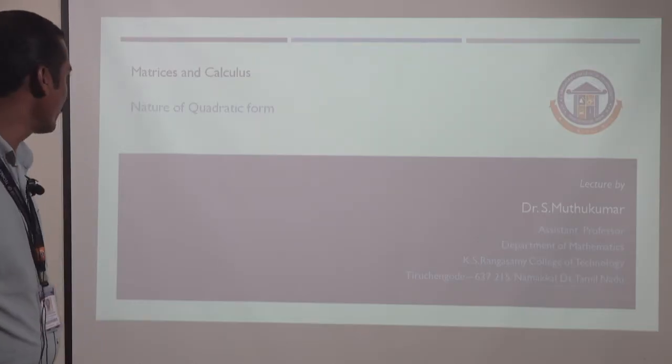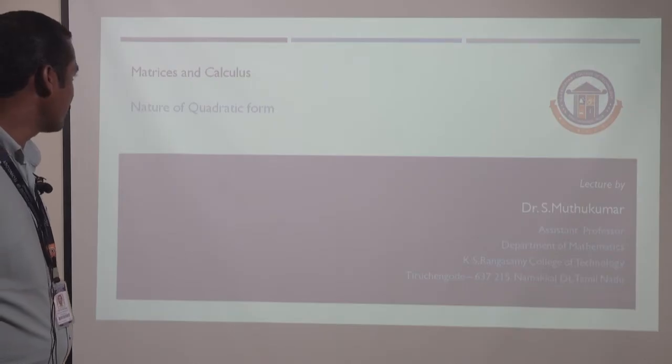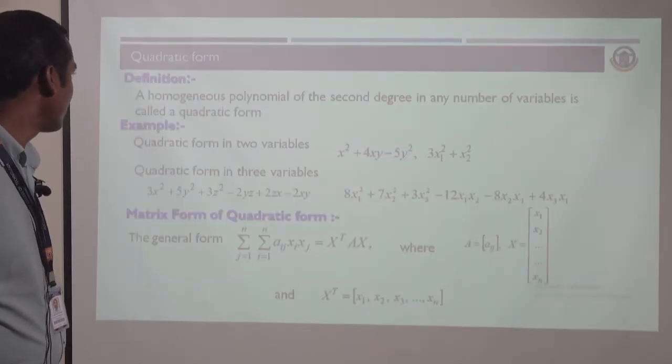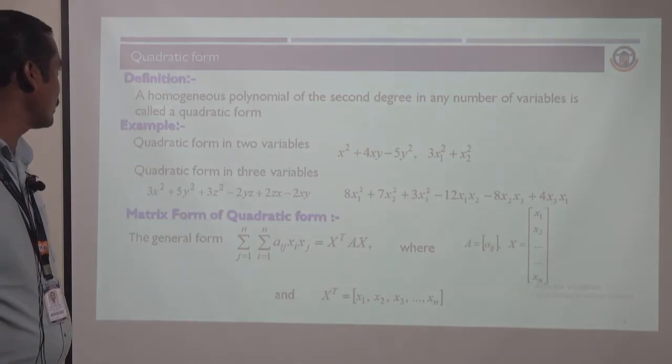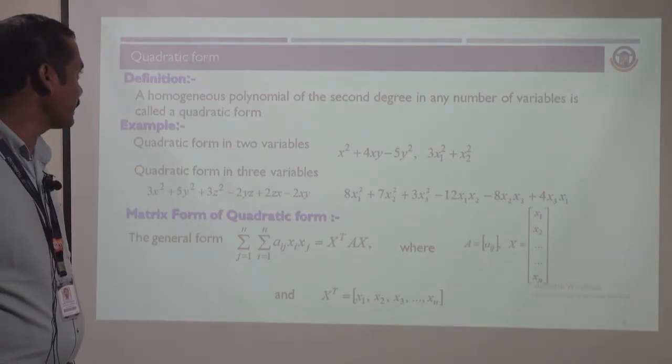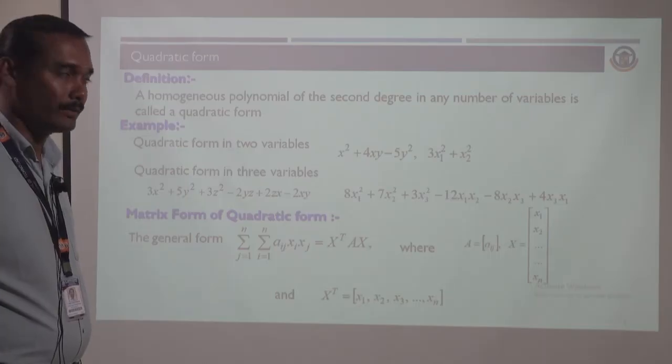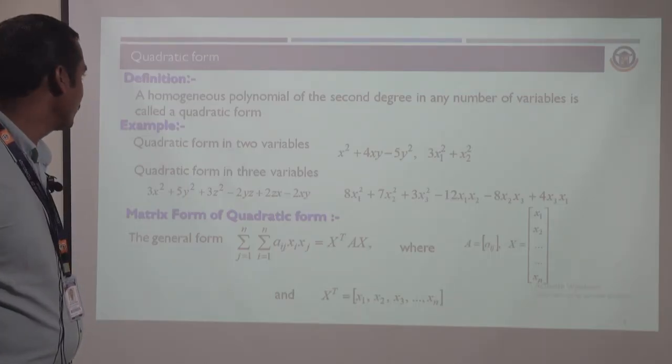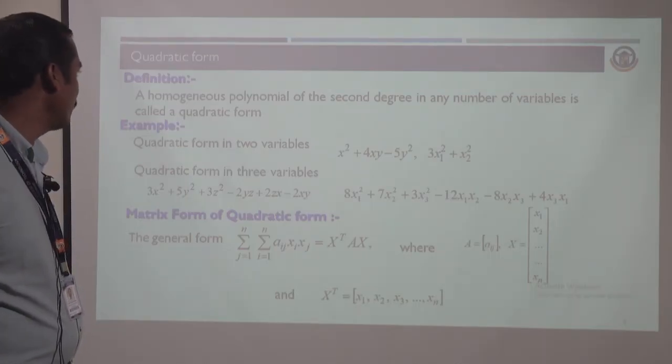In this video, I am going to explain about the nature of quadratic form. So, what is quadratic form? A homogeneous polynomial of the second degree in any number of variables is called a quadratic form. That means all the terms involved in that expression should be of order 2.